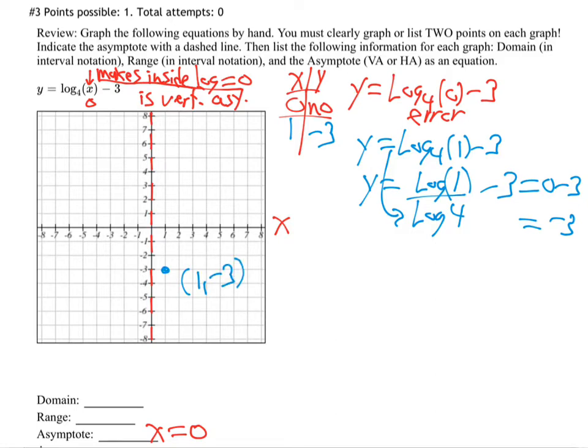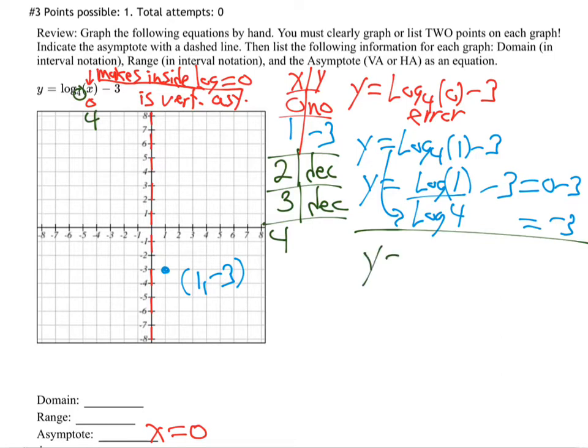And now we can go to 2, but if you do, you're going to get some ugly decimal number. I mean, it's okay, but you can't put it on the graph. How do you get a nice whole number? If you do 3, you'll also get some decimal number. Remember, you've got to go until it matches the base. The inside has to match the base. So plug in 4. That'll work nicely.